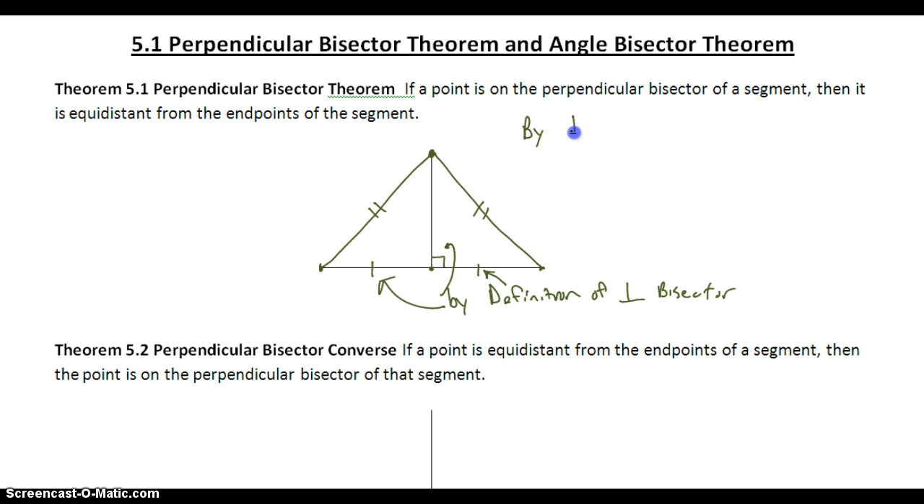So by the perpendicular bisector theorem, we know this is true. And it's true for any point on the perpendicular bisector. If I pick this point right here, it's on the perpendicular bisector, it's going to be equidistant from either endpoint of the segment.